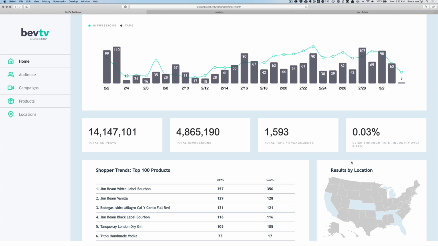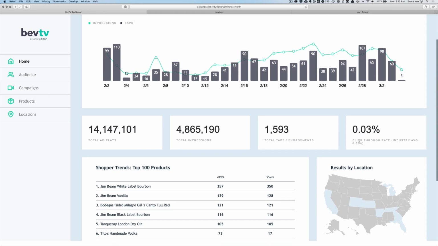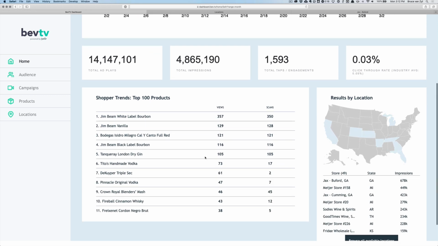So you may just be showing an ad to get brand awareness, and that's fine. That's where you can see the total impressions. But if you're looking to get engagements, this will show you how effective your ads are being at actually engaging the customers. Move down the list here.